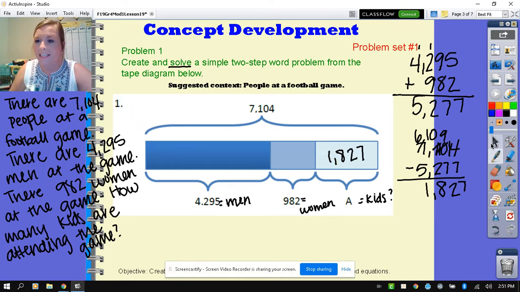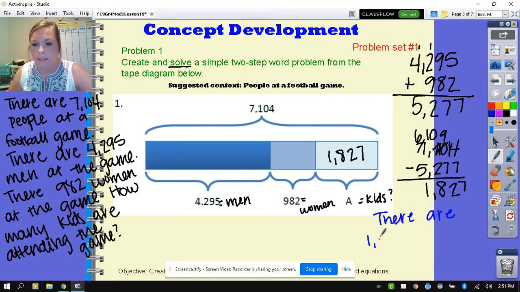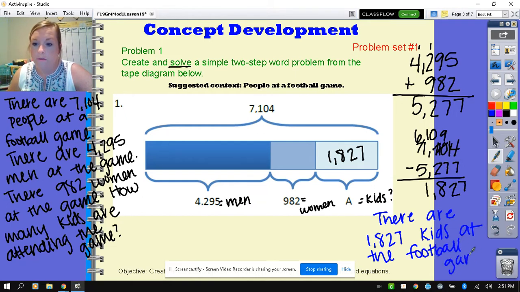1,827. Since we're solving it, we're still going to use our RDW process, so I'm going to write my answer as a statement. There are 1,827 kids at the football game. So we did all of the things. We labeled them each. We know how many men, women, and kids were at the football game, as well as created a 2-step word problem. So we did a 2-step word problem. We found our answer. So that's what you guys are going to be doing today.